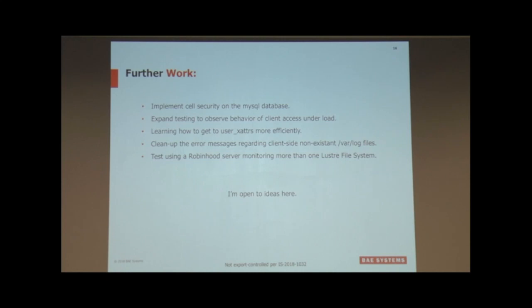Further work is to address the cell security in the database, see if we can get that something that's still quick and manageable. Can it still work with our Robbie read-only client? And we need to expand testing under load, see if our Robinhood server can actually deal with hundreds or thousands of compute nodes which may be making queries simultaneously or very close together.